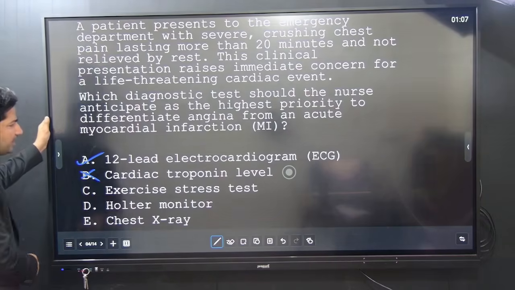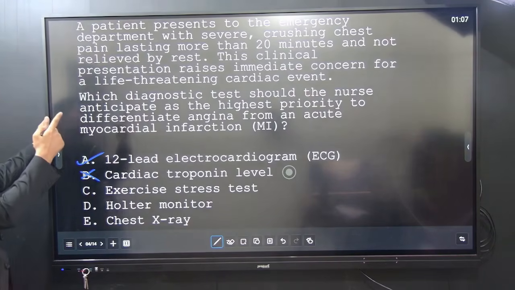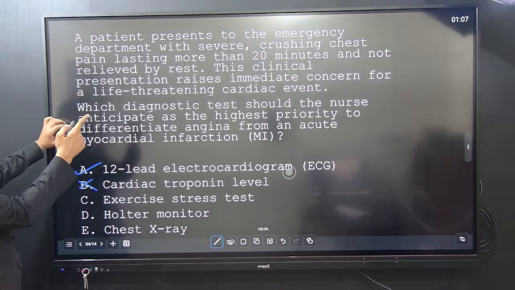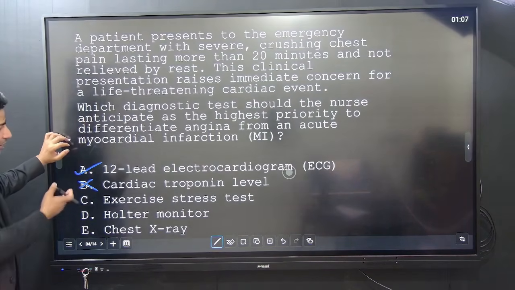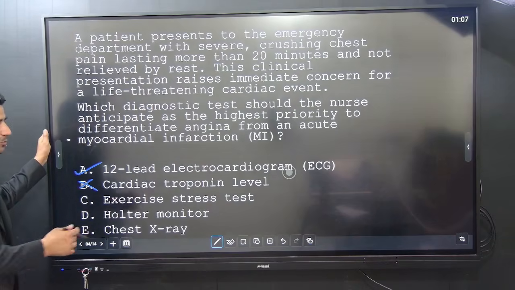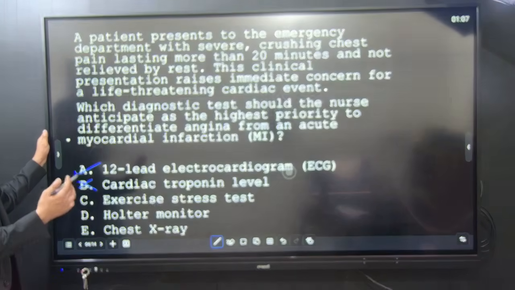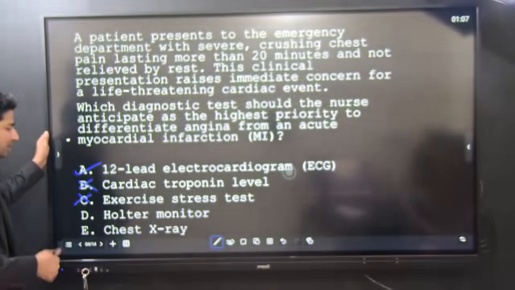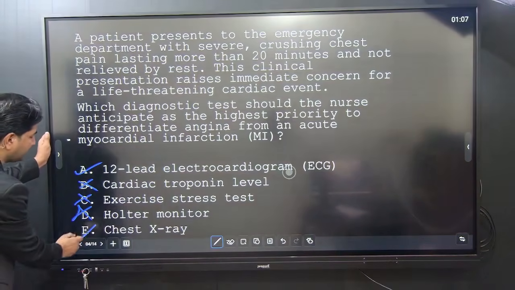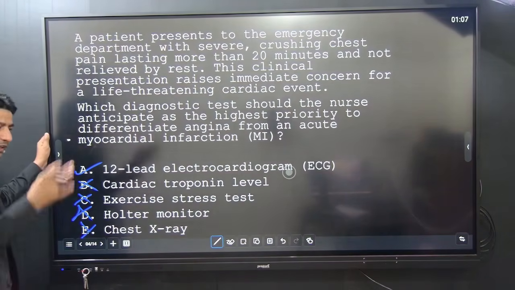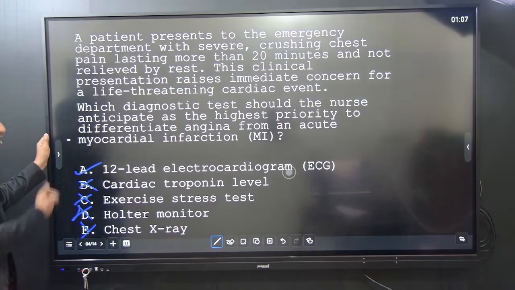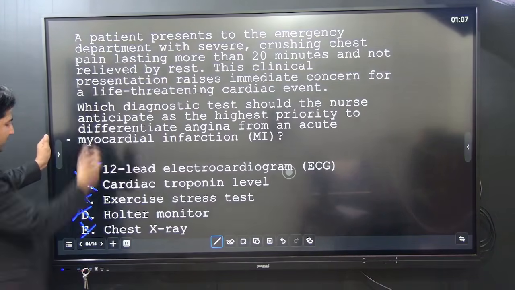As for the exercise stress test, no, we won't do that because the patient already has severe angina. If we perform an exercise test during severe angina, oxygen demand will increase, which could worsen the angina pectoris and cause it to progress into a myocardial infarction. So we avoid that. Holter monitoring involves monitoring the patient's ECG over a 24-hour period. We won't do that either. A chest X-ray shows us the shape of the heart and lungs and other details, but for this specific condition, a chest X-ray isn't helpful.